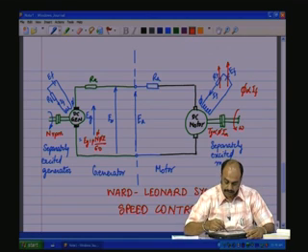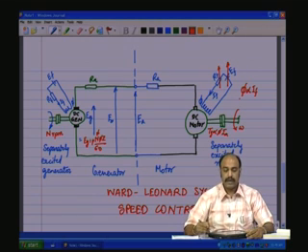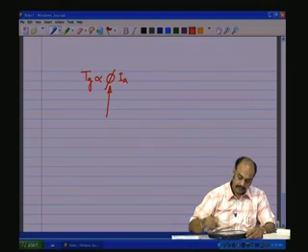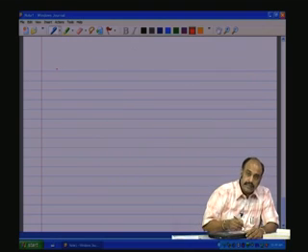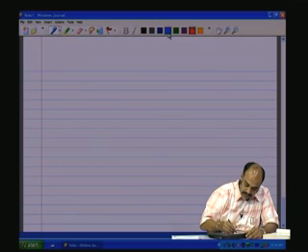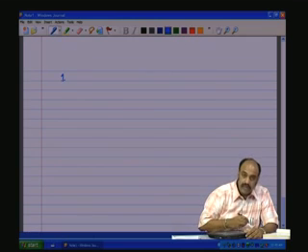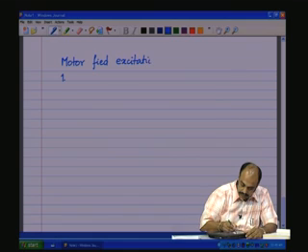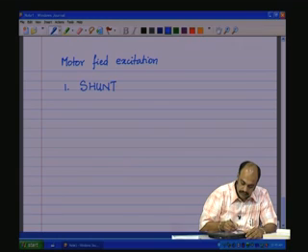But the manner in which we are going to change phi is going to depend also on the way the motor is going to be excited, and the motor is excited in the following ways. Generally, we have three main categories for the motor field excitation. So, first method called the shunt motor.